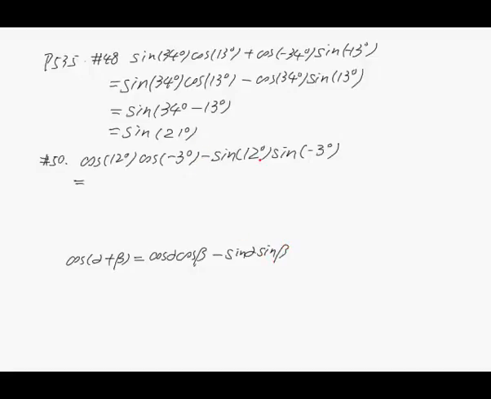Here, this is a minus. So, and these two parts have the same angles. So we should use the cosine of a sum. So you have the cosine of 12 degrees plus negative 3 degrees. And then finally you have the cosine of 9 degrees.